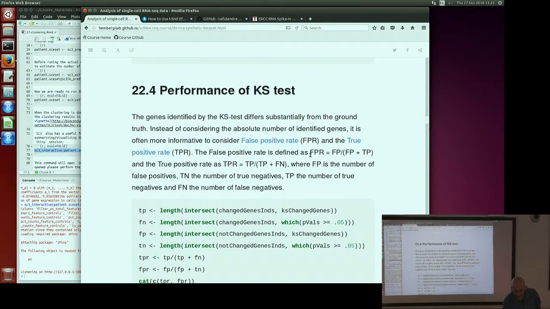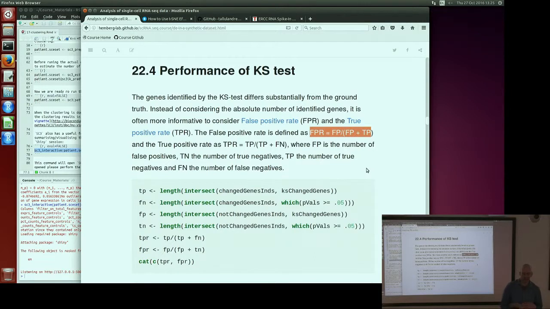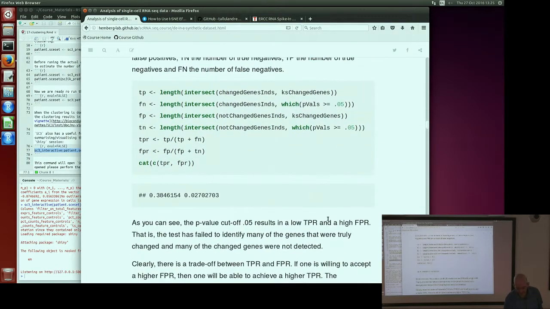So once we've looked at each gene, whether or not it was called as differentially expressed by the Kolmogorov-Smirnov test, compared to whether or not we decided it ought to be considered as differentially expressed based on the change in the parameter that we have required to be at least a factor of 4, then we can calculate these measures, and this gives us an idea of how accurate the method is.